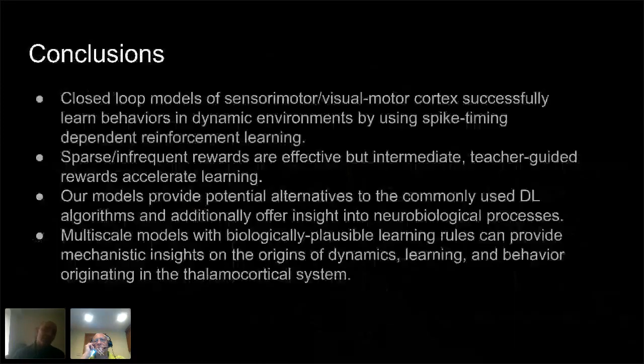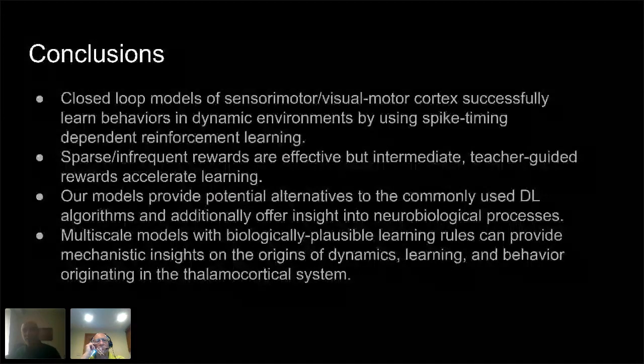So in conclusion, we can use these closed loop models of the sensory, motor, and visual cortex to learn behaviors in dynamic environments, just using these spike timing dependent reinforcement learning rules, which are more plausible from a biological perspective. And we're also able to use intermediate teacher-guided rewards to accelerate the learning. So in the long run, these kinds of models could provide potential alternatives to the commonly used deep learning algorithms, and additionally, they offer insight into the biological processes.